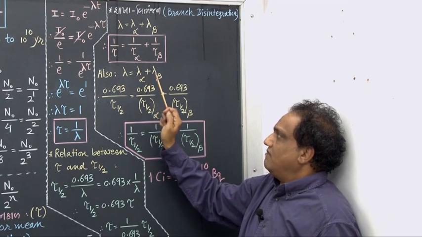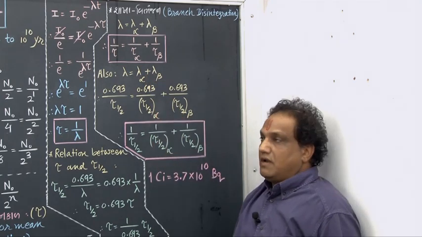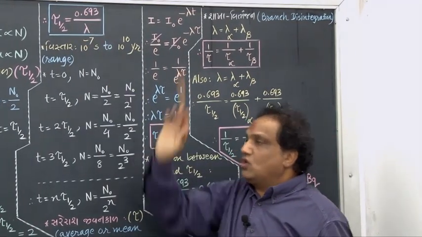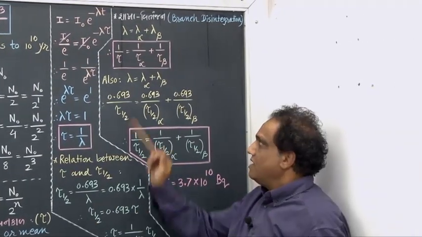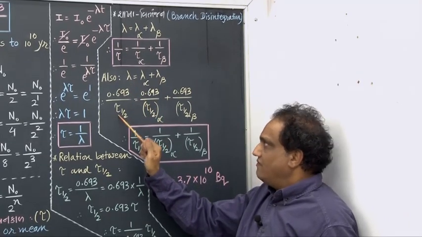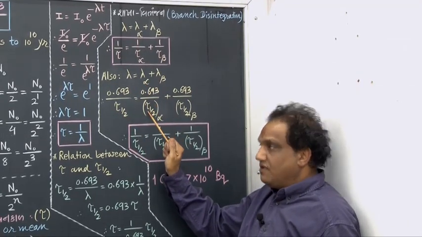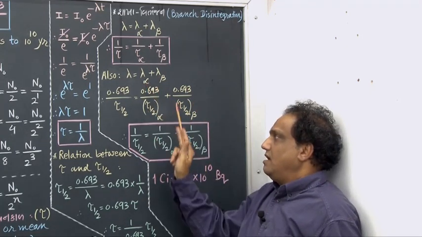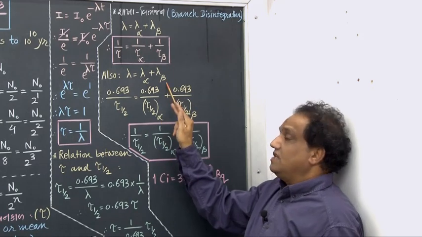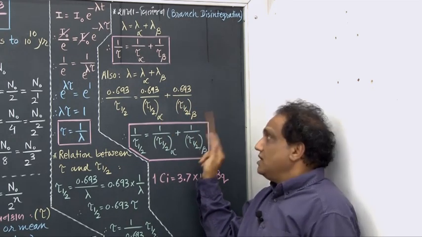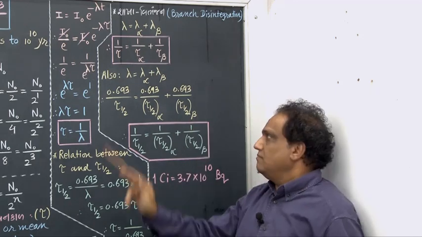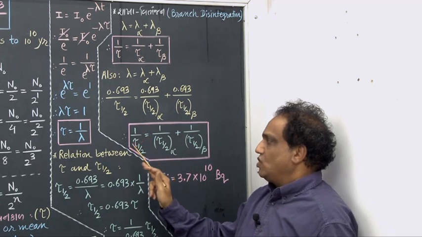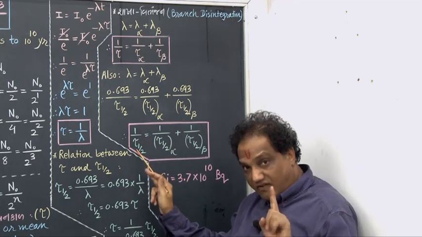Again recall the same formula: lambda equals lambda alpha plus lambda beta. Now what is lambda from here? Lambda is 0.693 upon tau half. The way I have written alpha here, I am writing alpha here also, and the same with beta. Now throughout the equation, what can you cancel? 0.693 gets cancelled. So what is left is 1 upon tau half, which is called the effective half life.